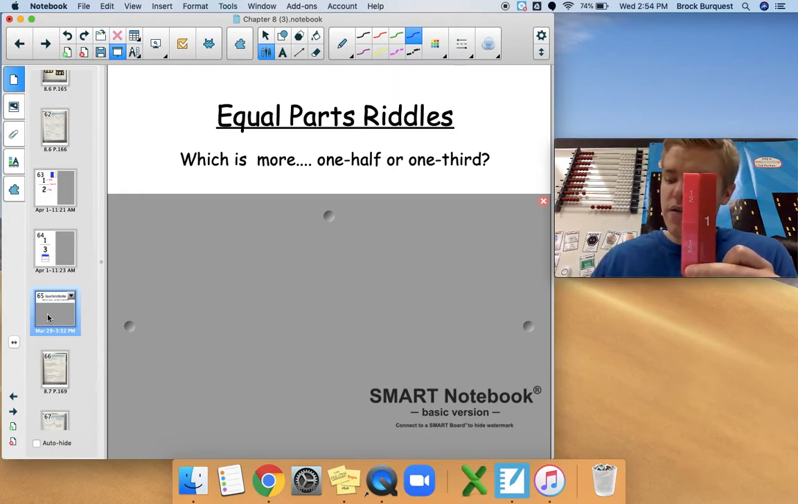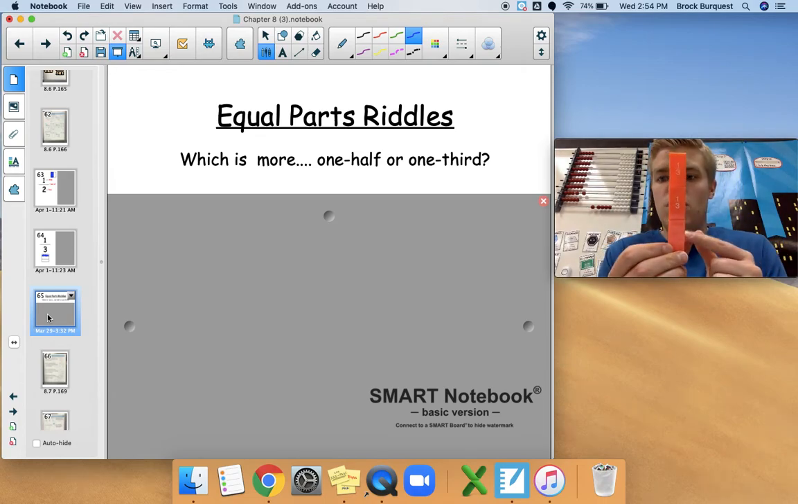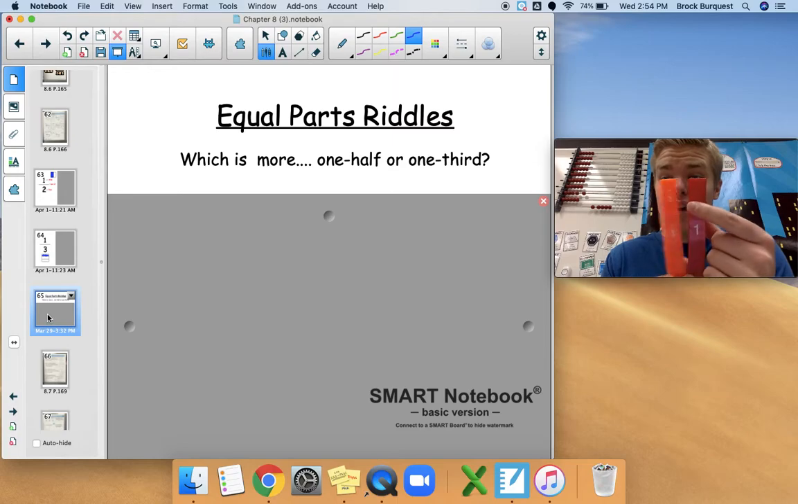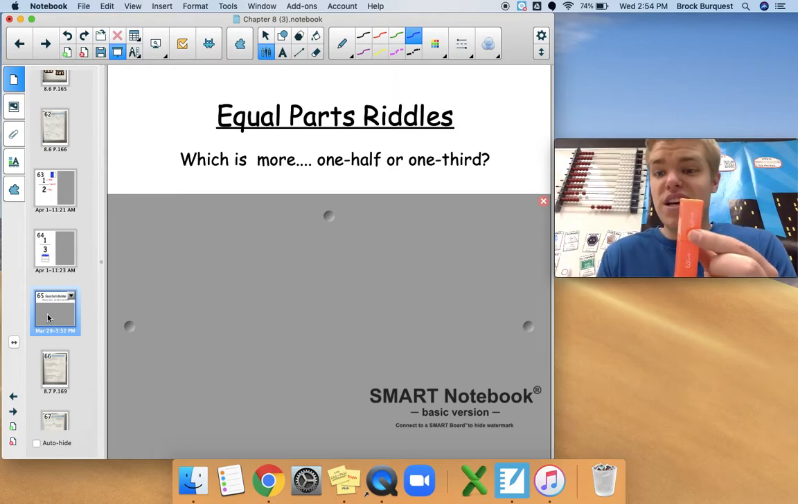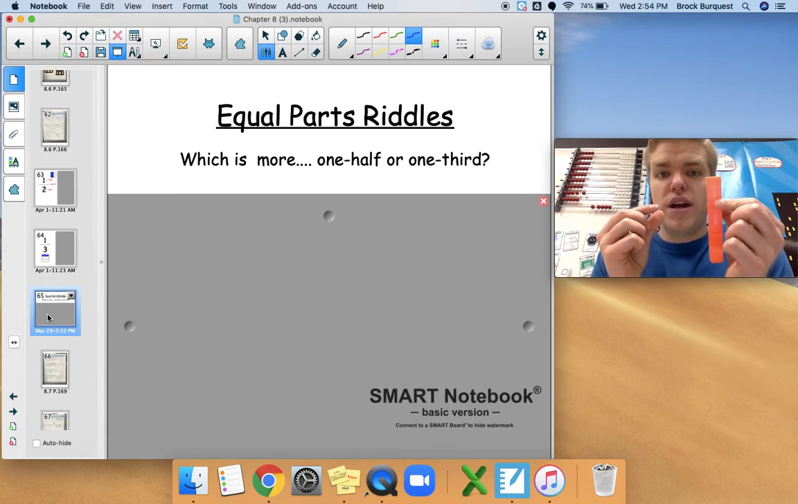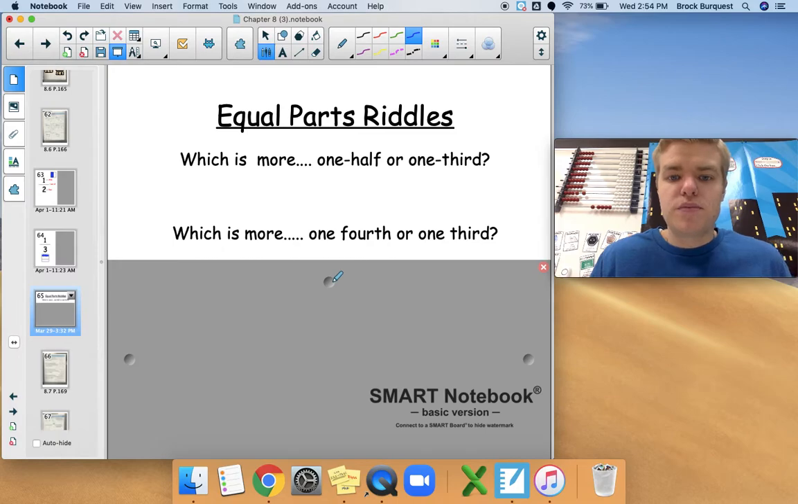Now if I have a 1/3 block, do you see I have 1, 2, 3, and that altogether is the same as 1. So when there's actually a bigger number on the bottom, like this, it's actually going to be smaller, each one. Okay? So let's look at our next one. Maybe you'll be able to guess what this one would be.